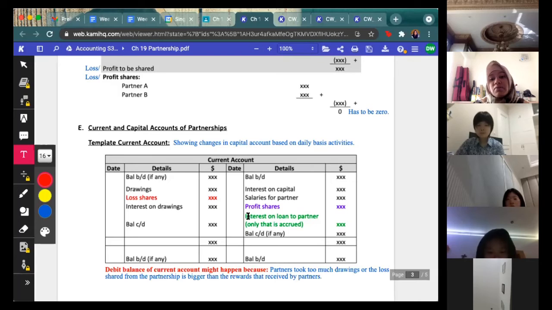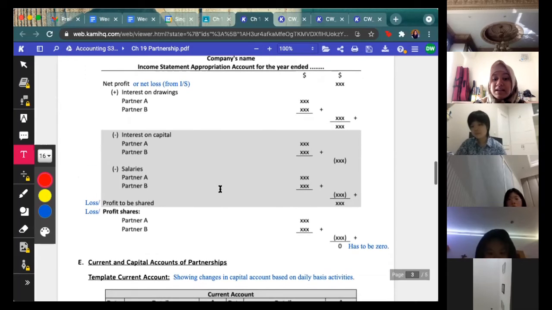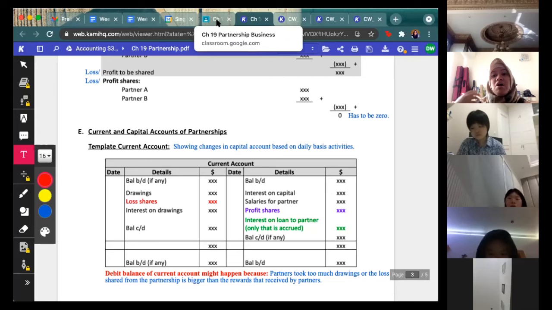Now, you might wonder why this interest on loan to partner doesn't show in the appropriation account, because everything related to partners is in the appropriation account. The reason is interest on loan to partners is taken from loan from partners. Loan is not a capital instrument. Loan is a liability instrument. A equals L plus C: assets equal liabilities plus capital. This interest on loan, whether to partners or to third parties like a bank, we still have to record in the income statement, because it is an expense that occurs from liability, not from capital.